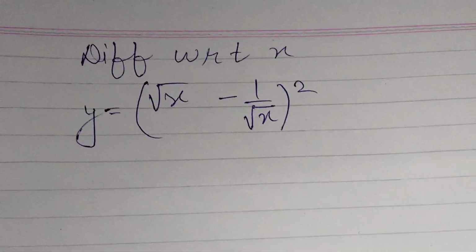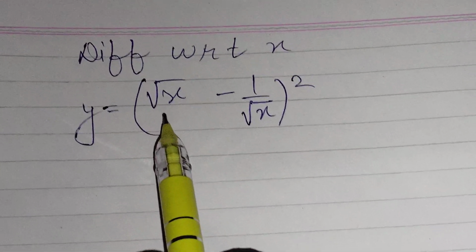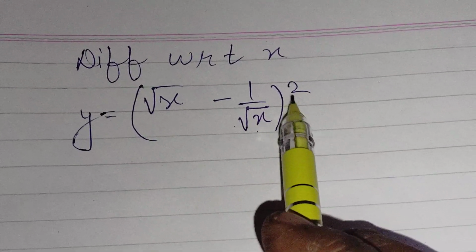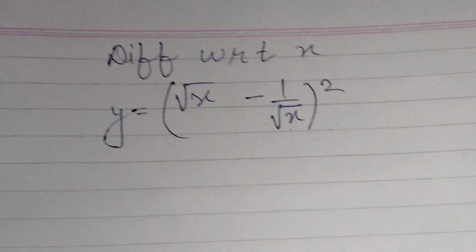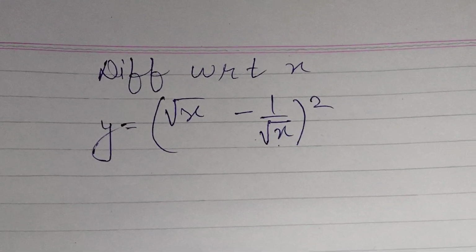Jai Hind. There is a differentiation question. Find differentiation of y equal to (square root x minus 1 upon square root x) whole square. We can do this question by opening the whole square method or by using the chain rule method.